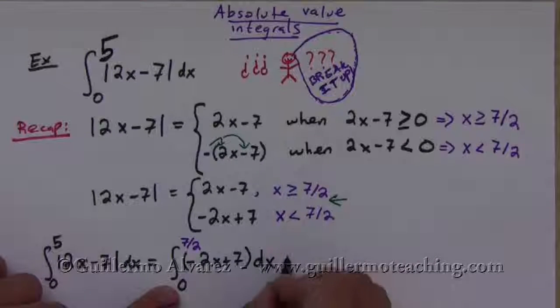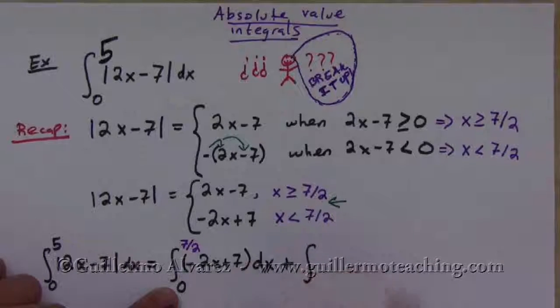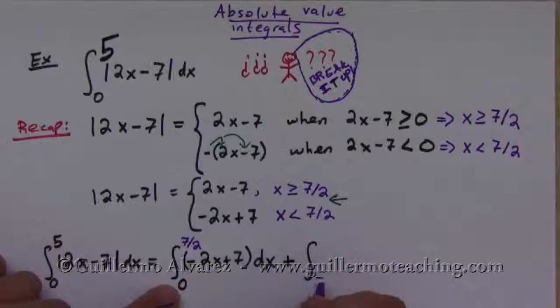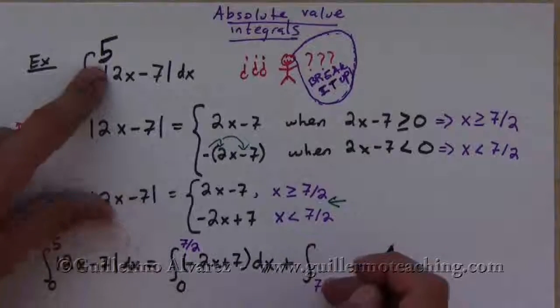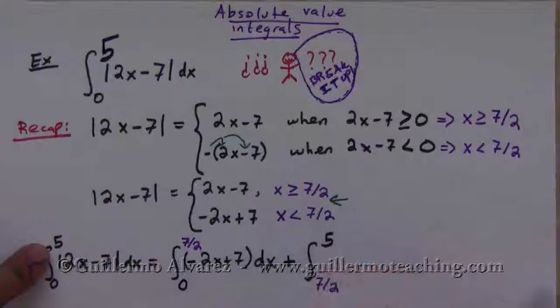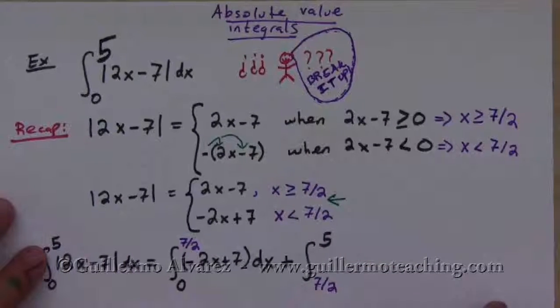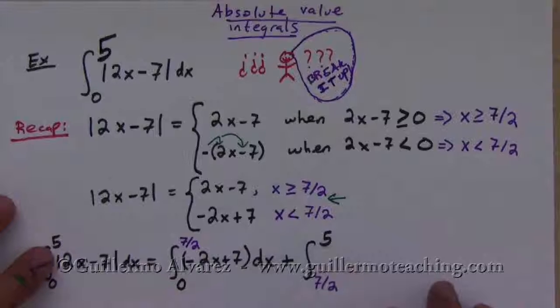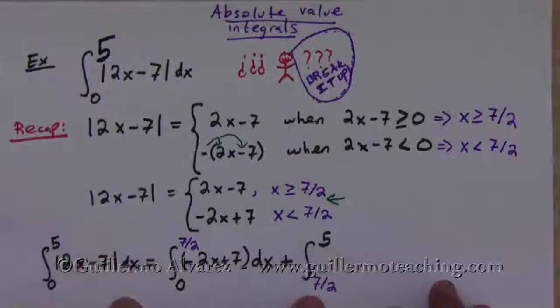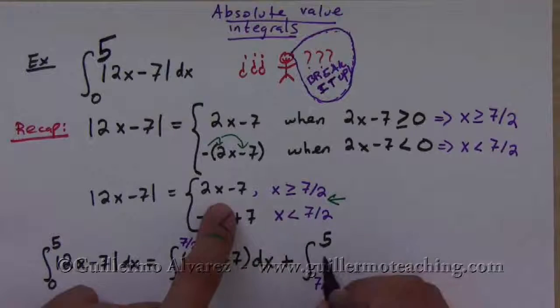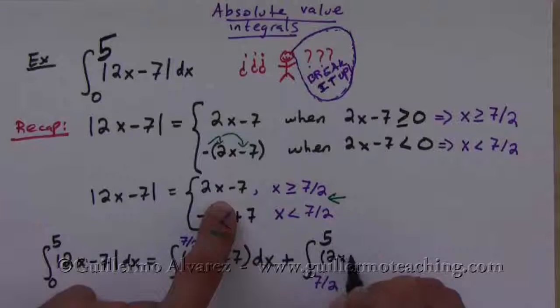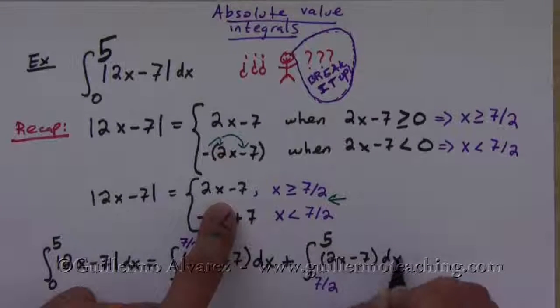dx. And then plus the integral from 7 over 2 all the way up to 5, which is my original endpoint. And this one I use whichever function is defined from 7 over 2 to 5, and that's going to be this first one, 2x minus 7 dx.